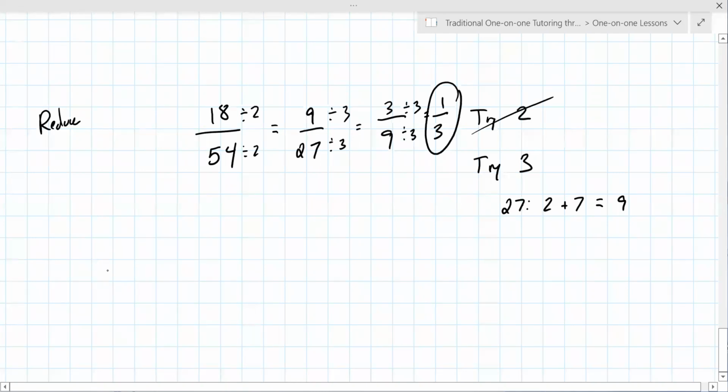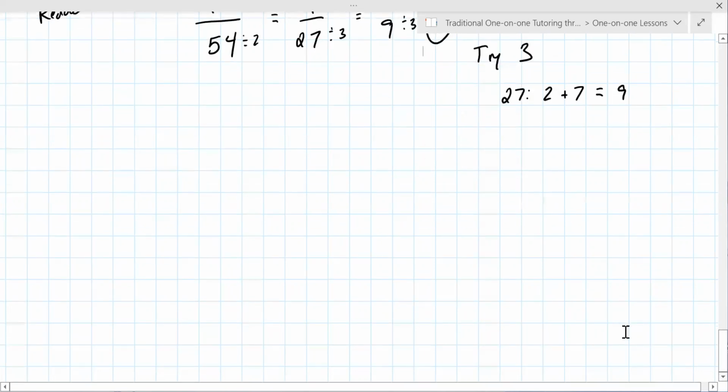Usually I figure if the top number can go into the bottom number, then it can probably be reduced again. Like 3 goes into 9, so there's probably another reduction there. Yes, usually.